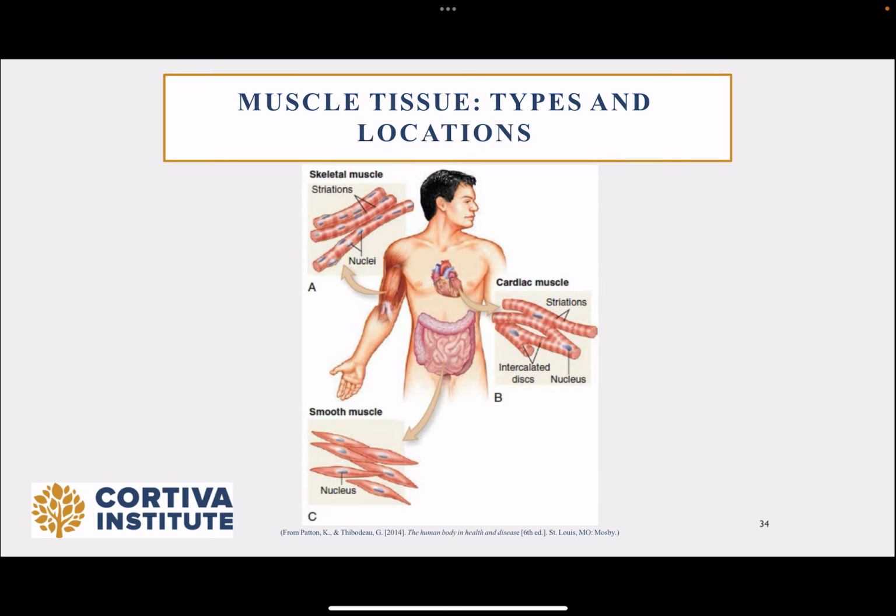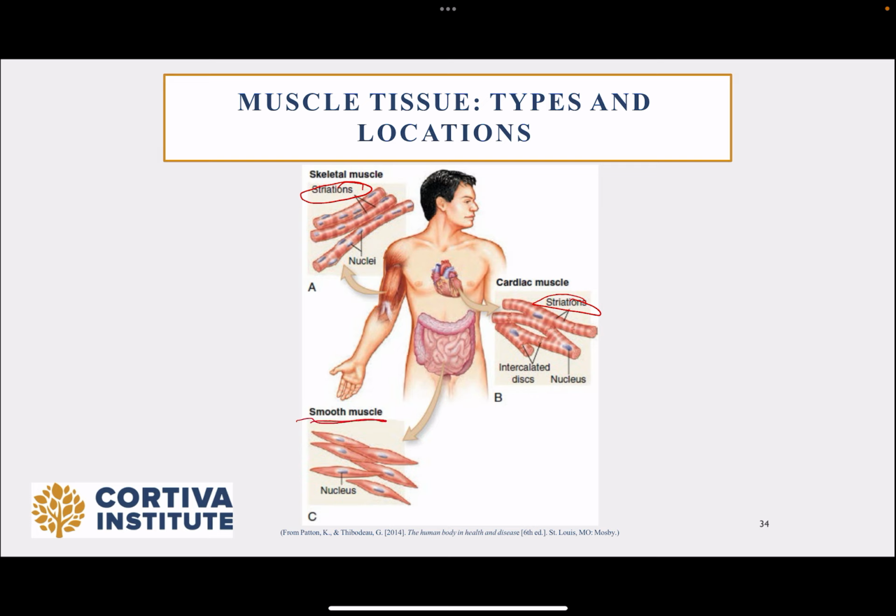So for instance, cardiac muscle and skeletal muscle will always have striations, right? So these are like little lines on the muscle that show that they can contract, they can do everything they want, right? But we can see those striations. If there are no striations, then it's smooth muscle, right?